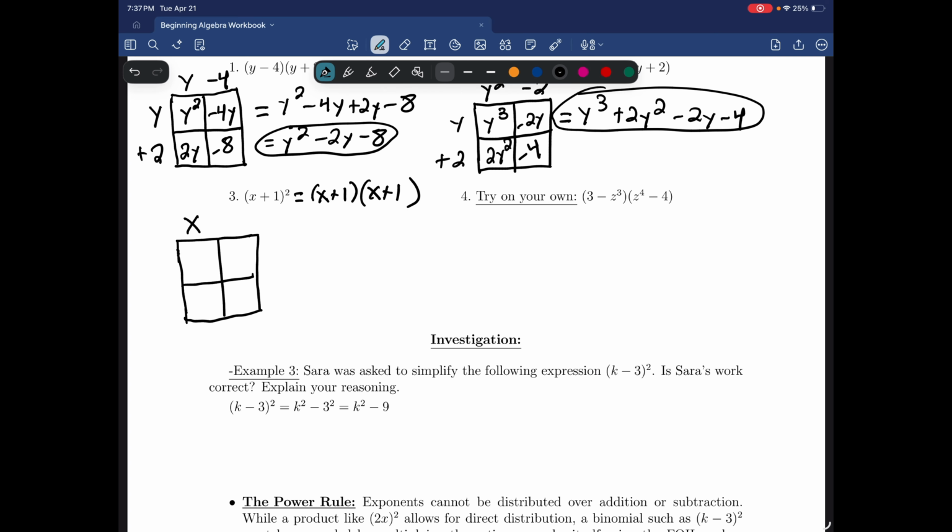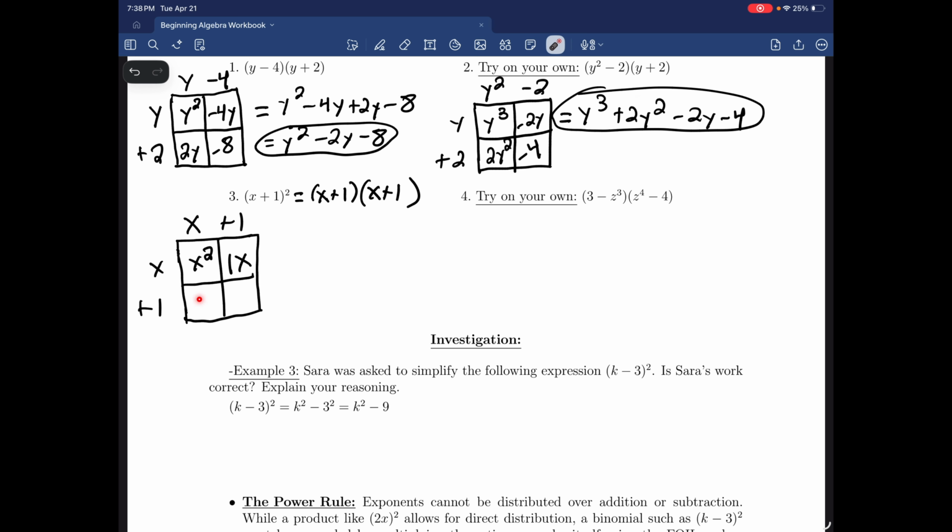We're going to have x plus 1 and x plus 1 here. And in this box here, we're going to do x times x, which becomes x squared. Here, we're going to have x times 1, which is just x. Or if you want, you can write 1x to help you. And then here, we're going to have 1 times x, which is just x. Or like I said, if it helps you, you can write 1x.